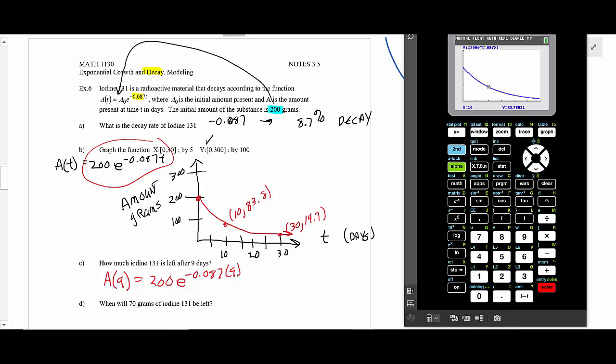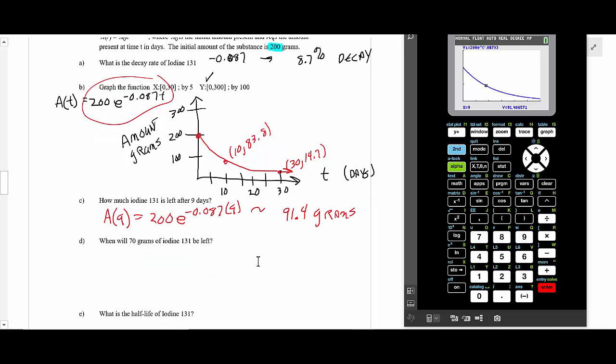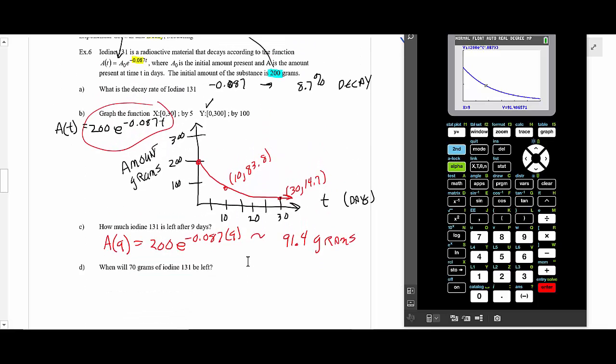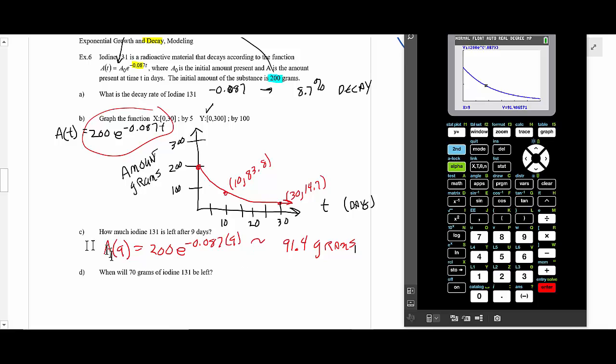Okay, you can do it that way. You can get your calculator and do that if you want to, or you can just trace at 9, and that'll tell you the amount that's left there. See, this is decaying, so on the graphing calculator, that's going to give you about 91.4 grams. So it's a little quicker once you get your graph done to solve a lot of these problems graphically.